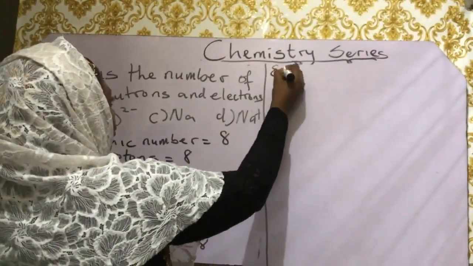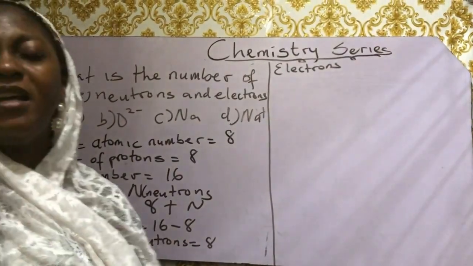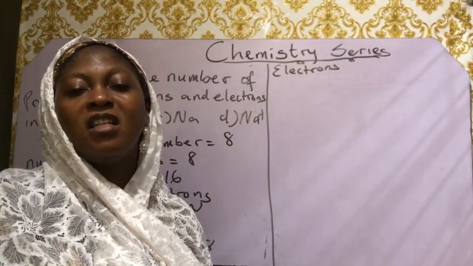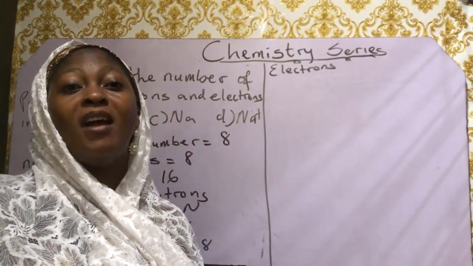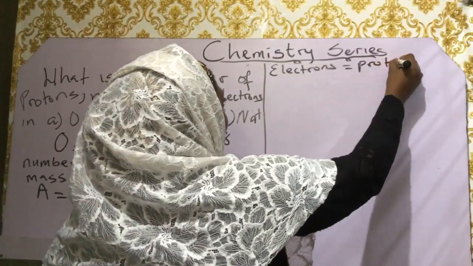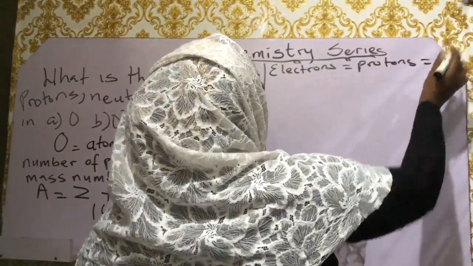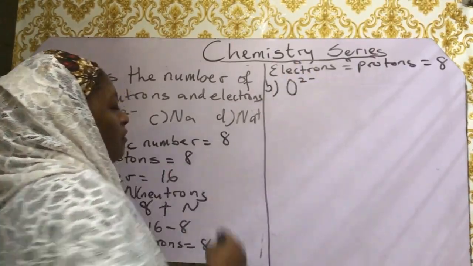Then the number of electrons. Now here we have O. O is a neutral atom. Because it is a neutral atom, the number of protons is equal to the number of electrons. So electrons is equal to protons, which is equal to 8. Good. Now B, we have O2 minus.